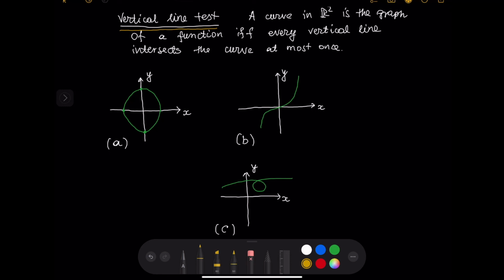If we look at the curve A and draw a vertical line here, we see that the vertical line intersects the curve at 2 points. So this is not a graph of a function. If we look at the curve B and draw a vertical line, no matter where we draw it, the line will intersect the curve at most once. So the curve B is a function. And finally, the curve C: if you draw a vertical line here, it intersects the curve at 3 different points. So it is not a function.